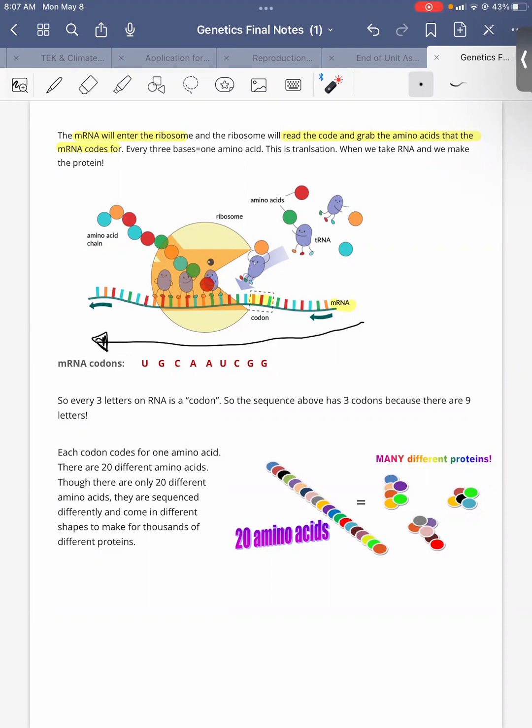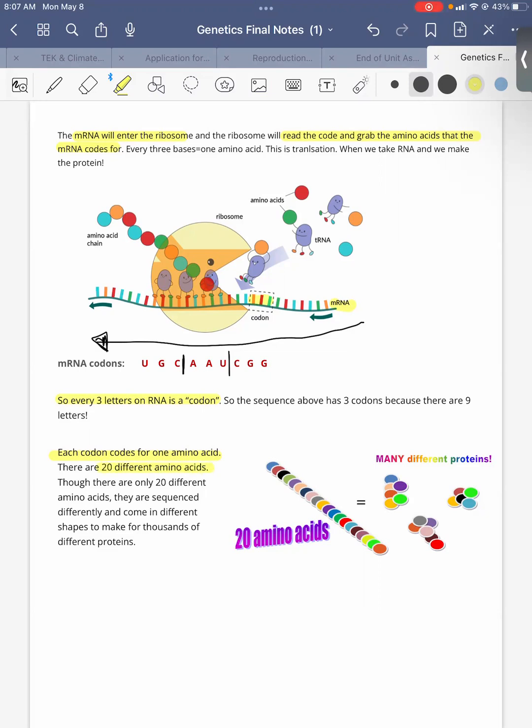Okay. So every 3 letters of RNA is a codon. So the sequence above has 3 codons. To figure out how many codons we have, we just put a line every 3 letters, right? So it's like this, look: UGC, AAU, CGG. So there are 3 codons there. Usually there are way more codons in a gene, but we're just simplifying it, right? So once again, every 3 letters, each codon, codes for 1 amino acid, and there are 20 different amino acids.